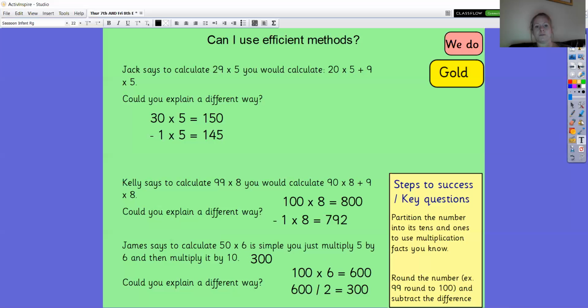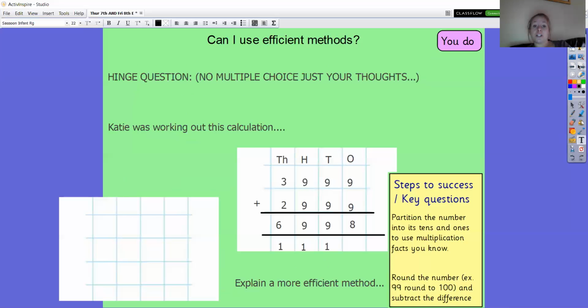You could say, well, I know 50 is half of 100. So I can do 100 times 6, which is 600, and then half it. I can't do a division sign on here, so I'm going to do it like this. 600 divided by 2 is 300. So half of 600 is 300, and that's quite a good way.